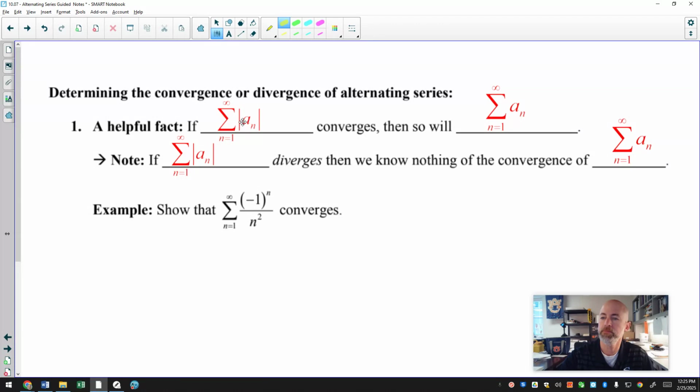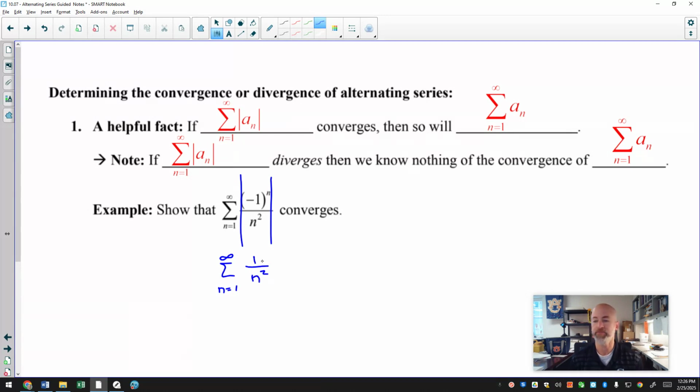And so this fact only works if the absolute value of your series converges. And to show you an example of how that would work, we do have an alternating series right here. We have -1 to the n over n squared. However, if you applied the absolute value to that, it would turn into the series from 1 to infinity. Well, the absolute value of -1 to the n would be +1. It gets rid of that alternating aspect.